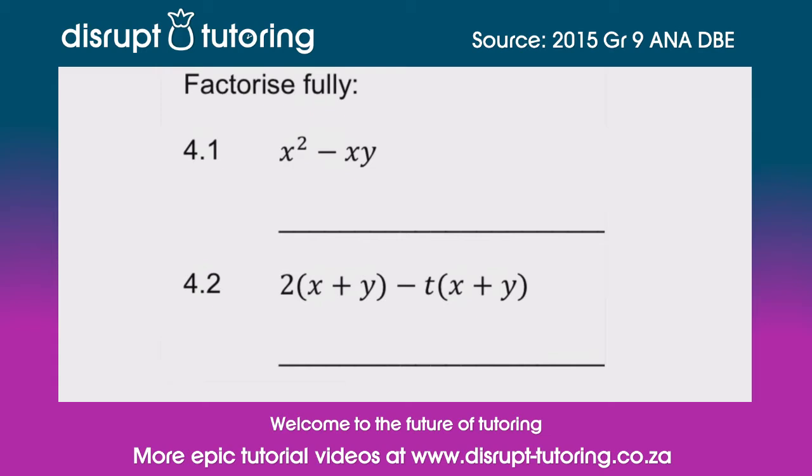Today we're going to deal with some factorizing, and I'm going to get straight into the questions. Now 4.1 says to us that we've got x squared minus xy. So we need to try and factorize that.